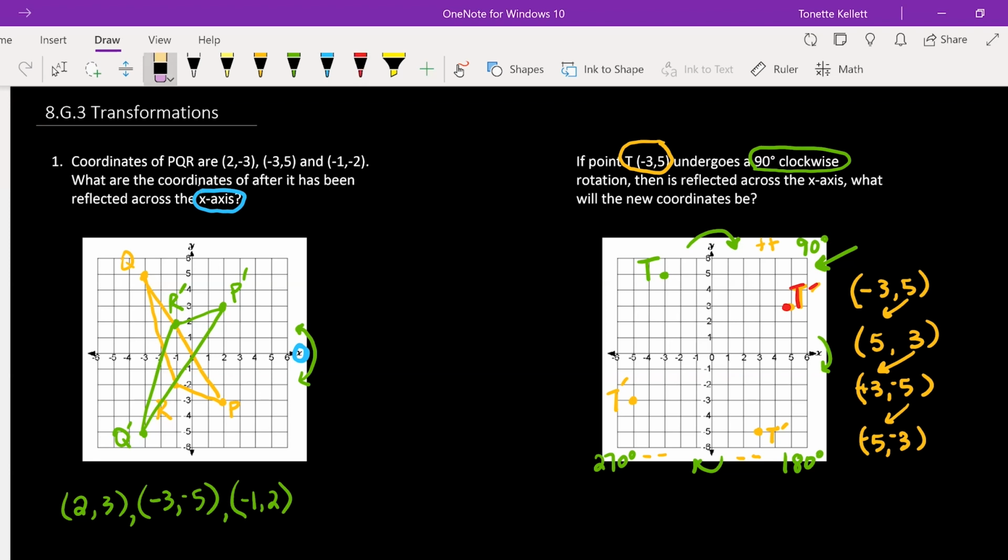All right, so I'm going to erase these two. We don't want those. And then we want to reflect it. Reflect it across X. Here is X. So we are going to go down here. This is 5, +3. So we'll do 5, -3. And right here is my new point. And it would be 5, -3.